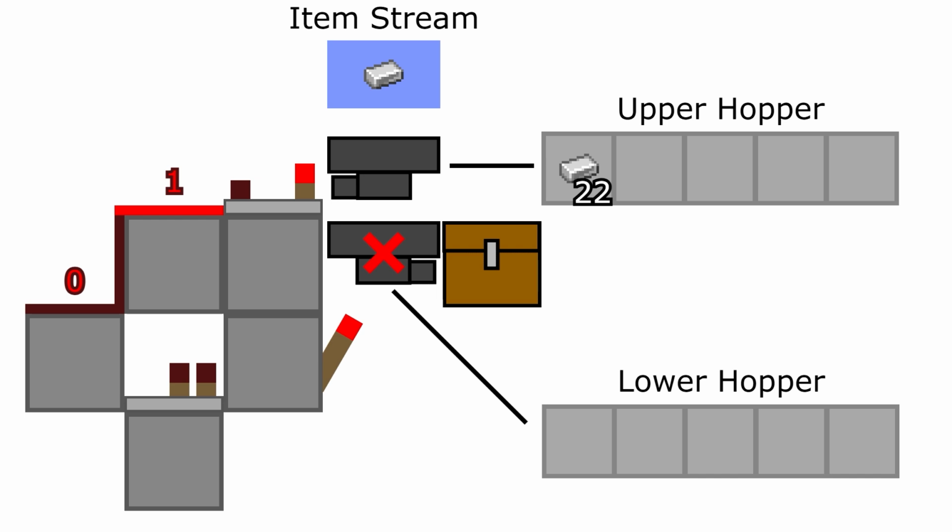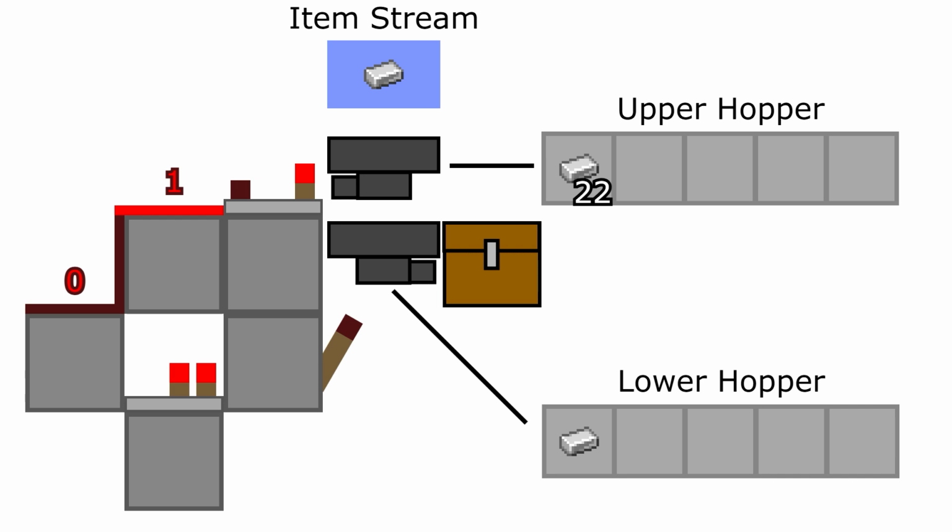And at first, the comparator outputs a signal strength of 1. But when 23 iron ingots have stacked up in the first slot, the comparator starts outputting a signal strength of 2. This powers the lower building block, which powers the repeater, which turns off the redstone torch, which unlocks the lower hopper. The lower hopper pulls an iron ingot from the upper hopper.